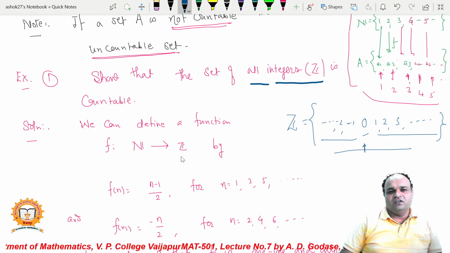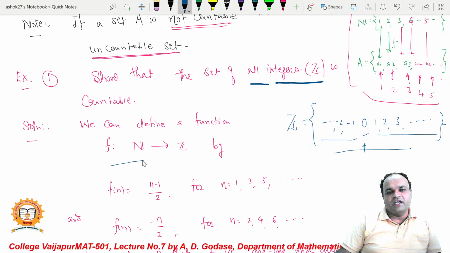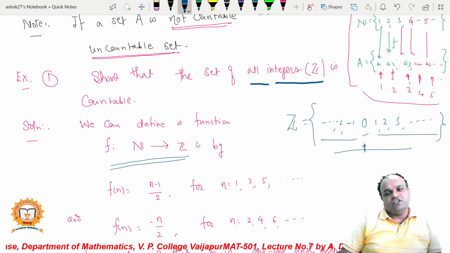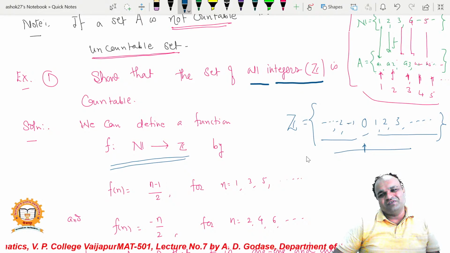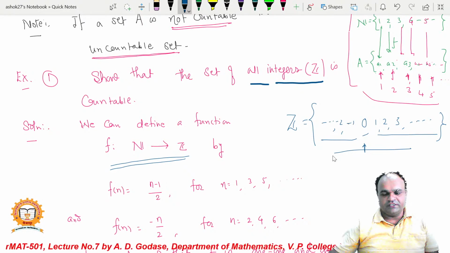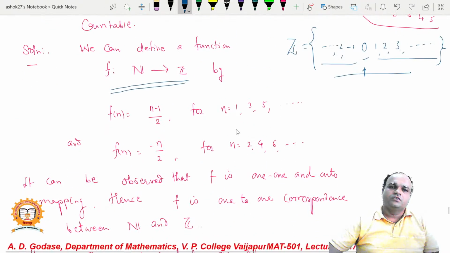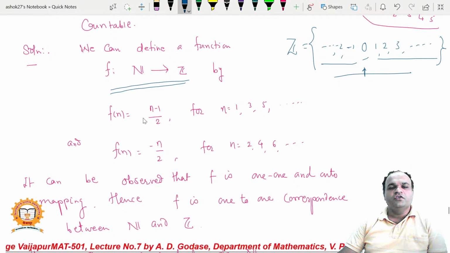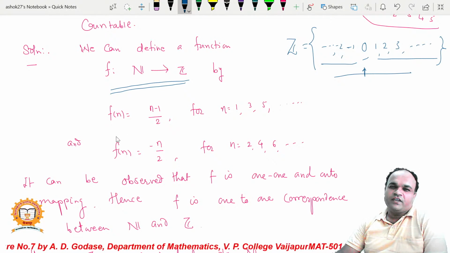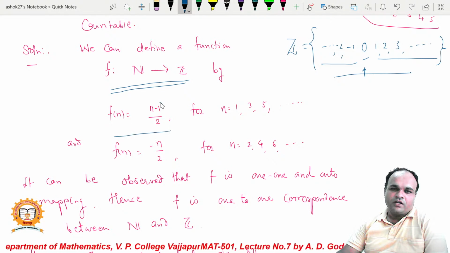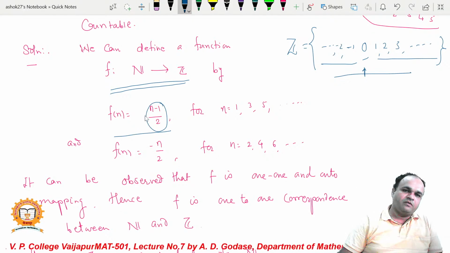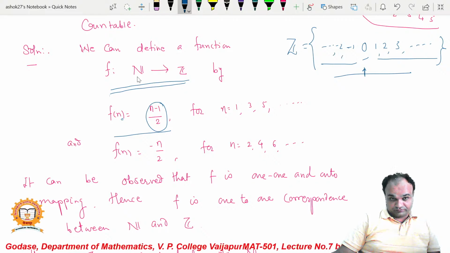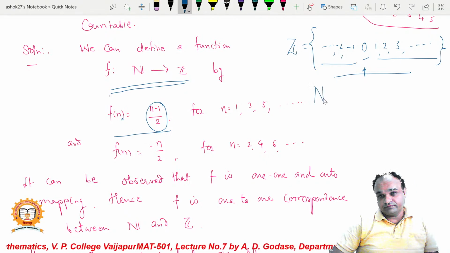So let us define a mapping f from the set of natural numbers to the set of integers. The set of natural numbers just contains positive integers. How is it defined? f of n is equal to (n minus 1) divided by 2, if n is an odd natural number. What is n?